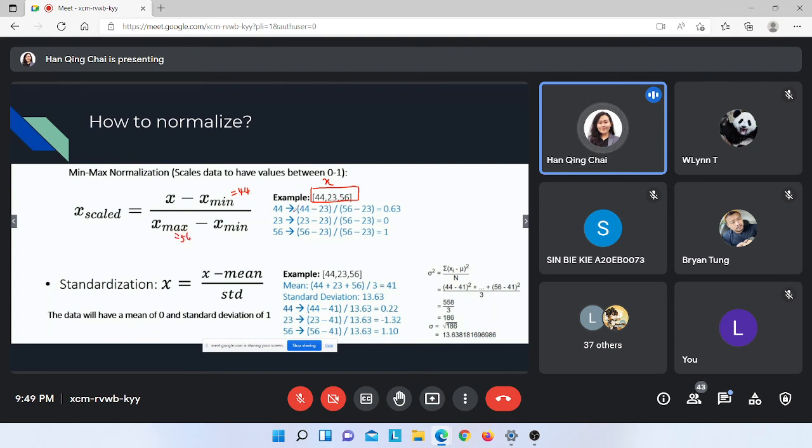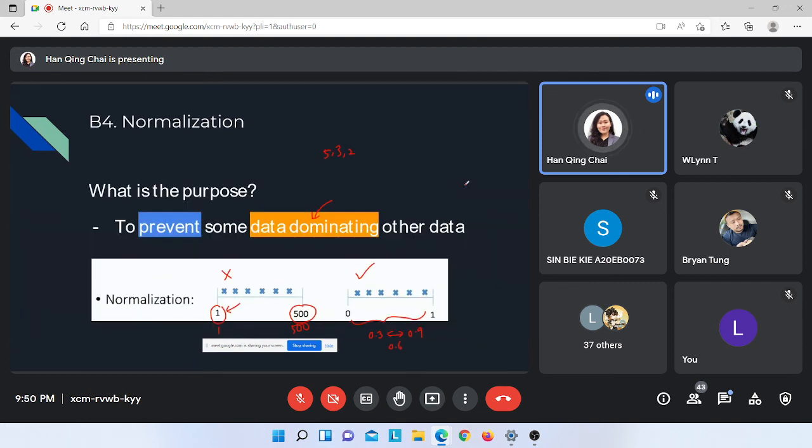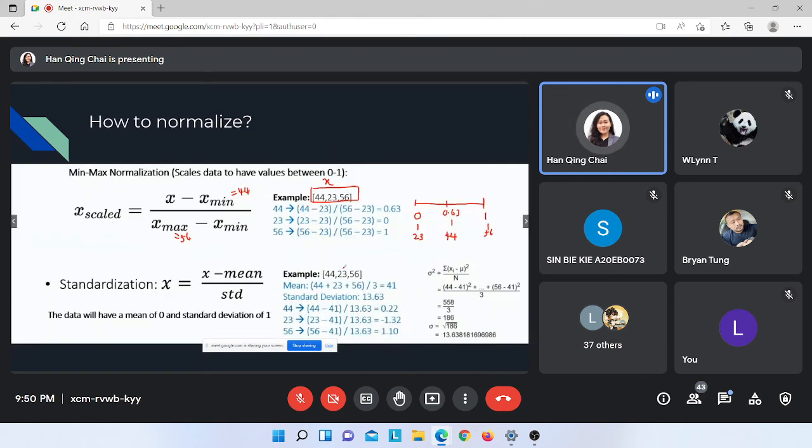So we substitute everything, and we can see that the X scale here has a value in the range of 0 to 1, 0.63. So we can see the normalization we learned earlier, 0 to 1, scaled data. This one is actually the value of 23, this one is 56, and 0.63 of it is going to be 44. So it makes everything better, right? Okay, so standardization, another example here.